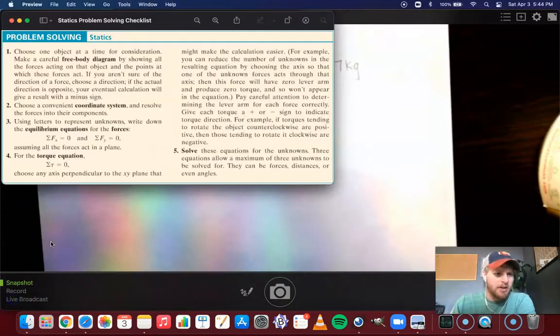Okay, next we are going to choose a convenient coordinate system, and we're going to pick a smart pivot point, which I'll point out in just a moment. We're also going to resolve the forces into vectors. We'll show that as well.